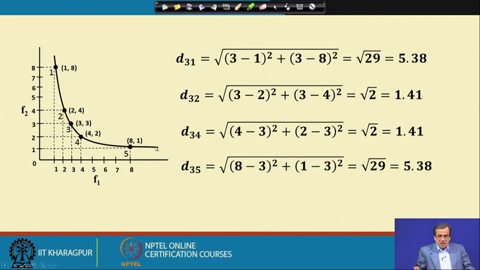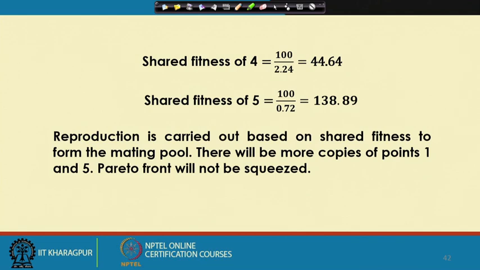Now, this is the way this concept of sharing works, that means how to ensure the diversity in the population of the GA. And once we have done this reproduction scheme, we got the mating pool, and now we will go for the crossover and mutation that completes one cycle of the GA, and you will be getting better and better solutions, and GA will be able to find the global Pareto optimal front of solutions.